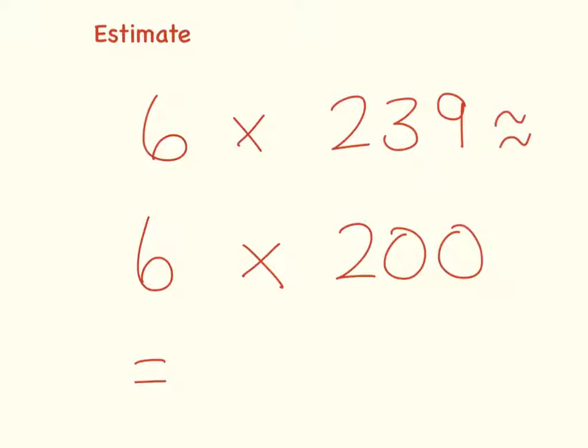The first step is to estimate so that we're able to check our answer later to see if we're close. So 6 times 239 is approximately equal to 6 times 200. This 239 is close to 200, so we could round it to 200. If we know 6 times 2 is 12, then we know 6 times 200 is 1,200 because it's 100 times bigger. So we know our answer to 6 times 239 is going to be somewhere in the region of 1,200.